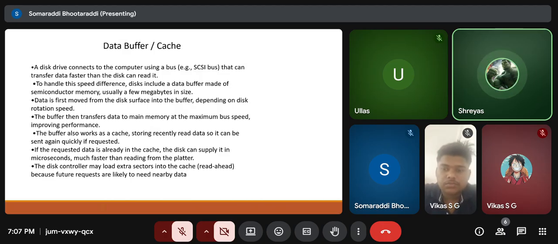The buffer also works as a cache, storing recently used data. It can be sent again quickly if a user requests it. The buffer also works as temporary memory. If the requested data is already in the temporary memory or cache, the disk can supply it in a microsecond. It's much faster than reading from the platter. The disk controller may also load extra sectors during a read or write, because future requests are likely to be for neighboring data. Okay, thank you.